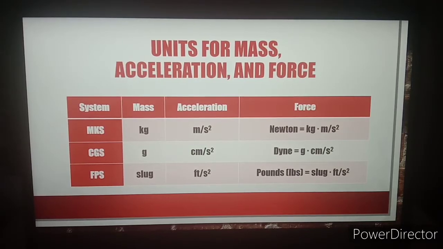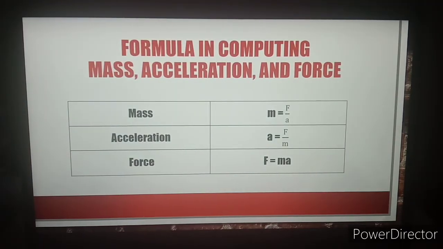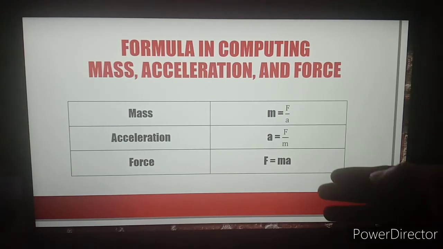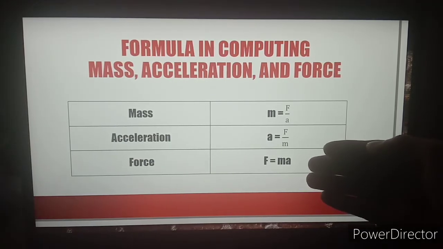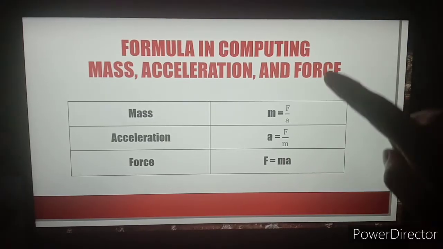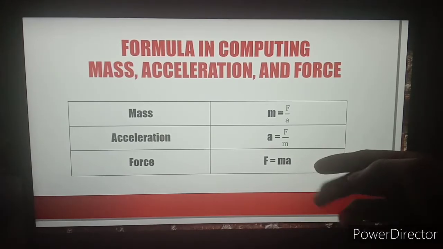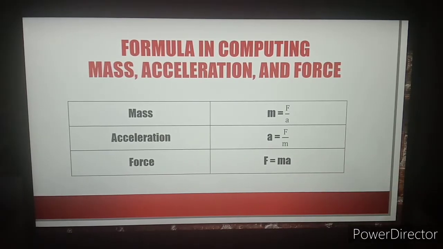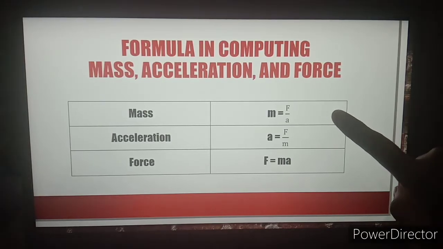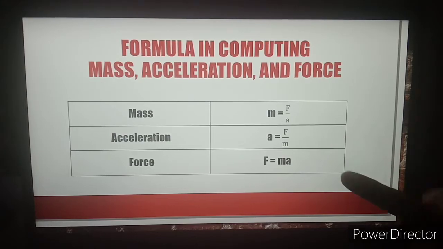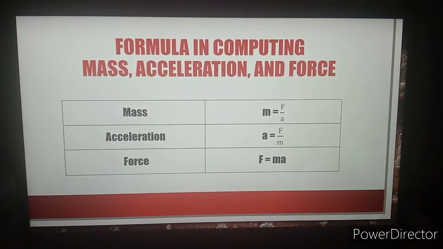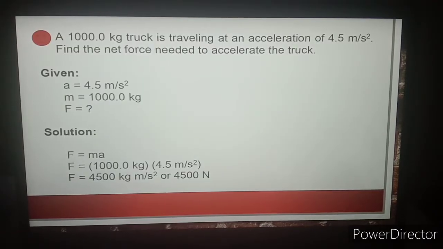And we also have this derivation of formula, as you can see. We have here the general formula for force, which is force is equal to mass times acceleration. And mass and acceleration are just derivations of this given formula. For mass, as a derivation, we have m is equal to F over a, and acceleration is equal to force over mass. Alright, so we have here an example word problem.